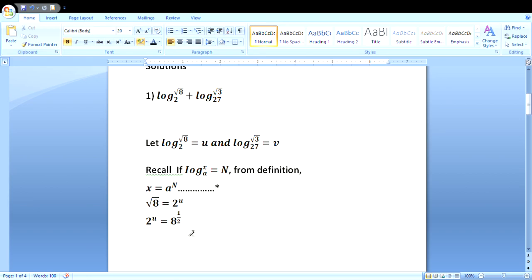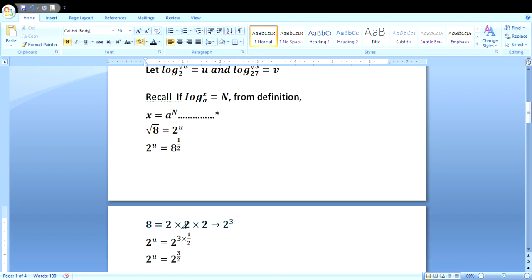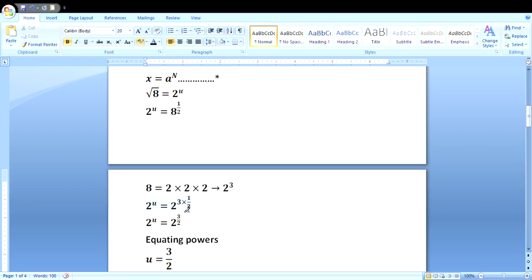So we say 2 raised to power u is equal to 8 raised to the power of half, because root here simply means half. Here we need to express 8 so that we have a common base with 2 on the left hand side. So 8 is the same thing as 2 raised to power 3, and this eventually becomes 2 raised to power u is equal to 2 raised to power 3 times the previous power, which is half, and eventually 2 raised to power u is equal to 2 raised to power 3 over 2.